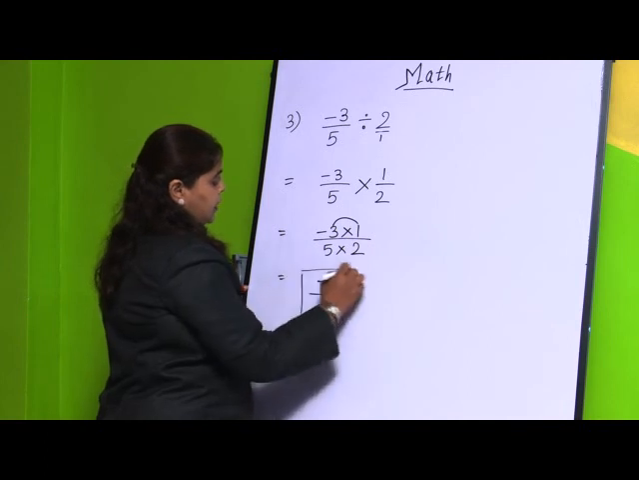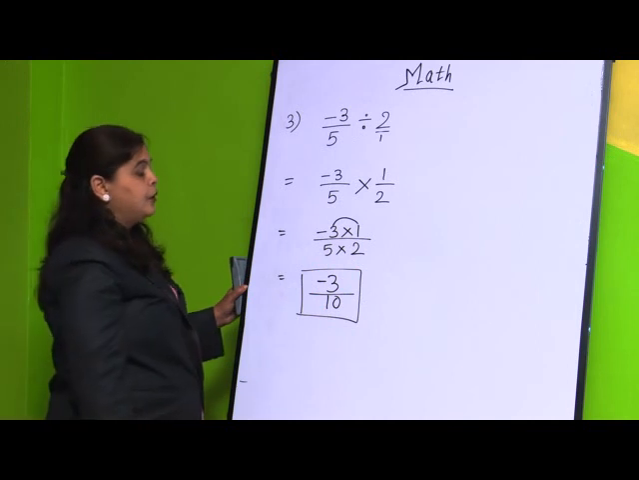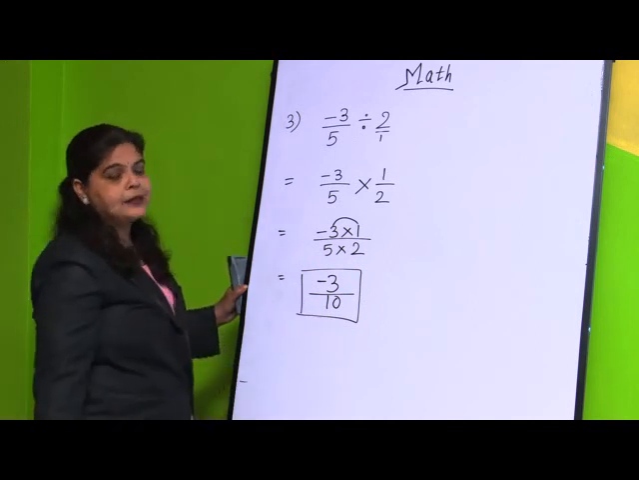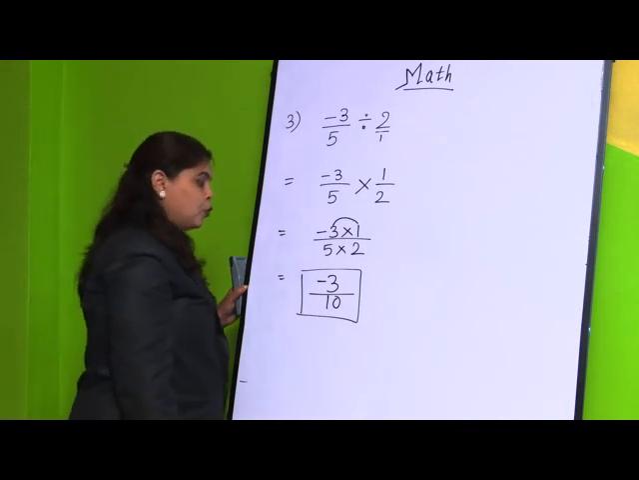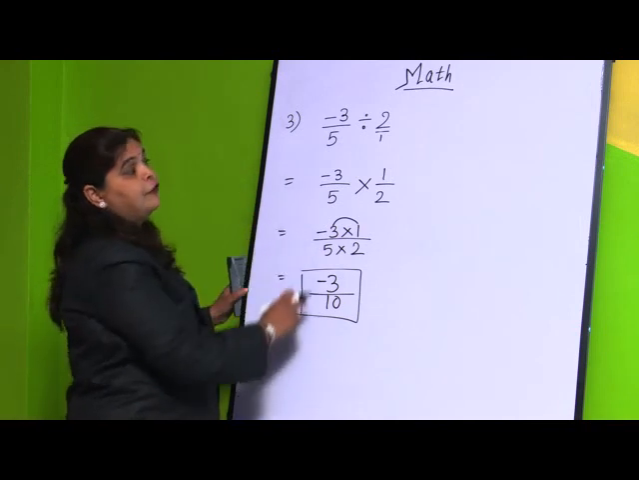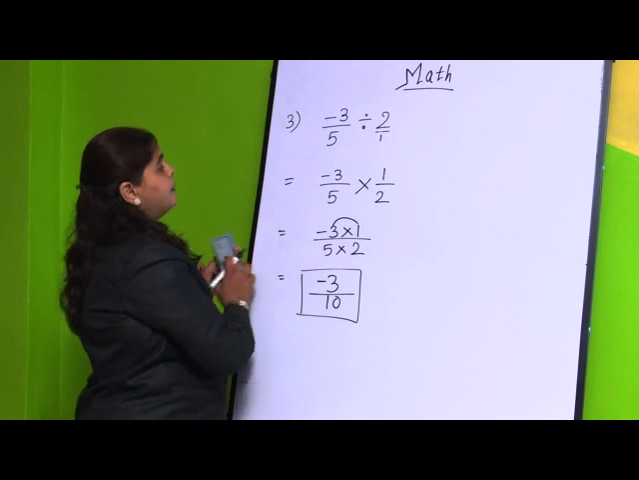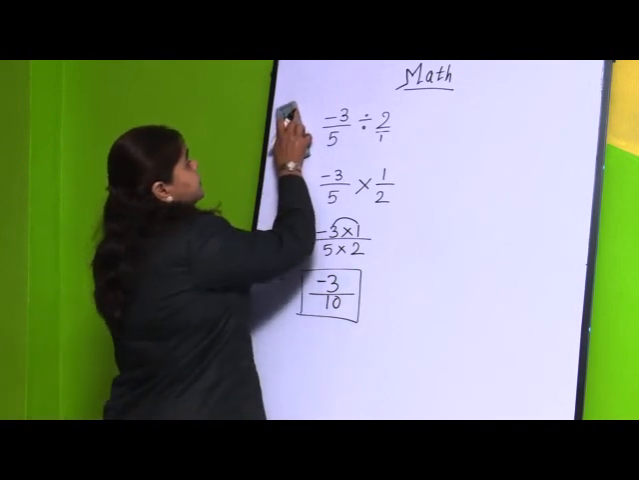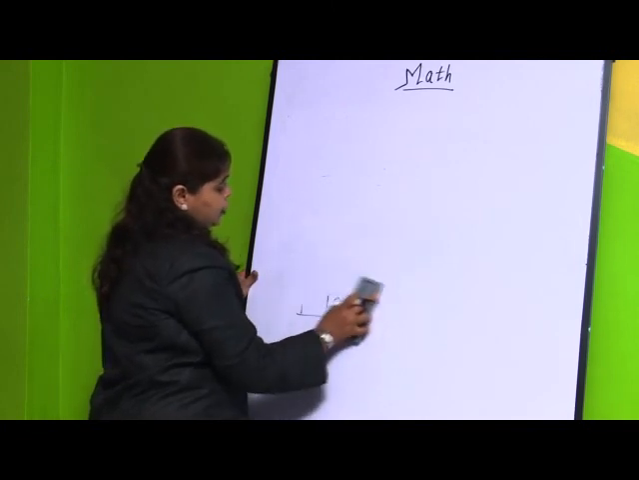Now you tell me, is it possible to reduce here? No, we are unable to reduce, so we have to keep it as it is. If it is possible to reduce, then only we have to reduce it. Hope so my dear students, you have understood the very different types of examples which we are solving here. One more example we will have, that is a rational number divided by a rational number.